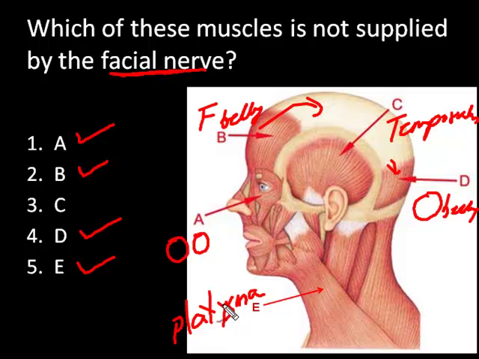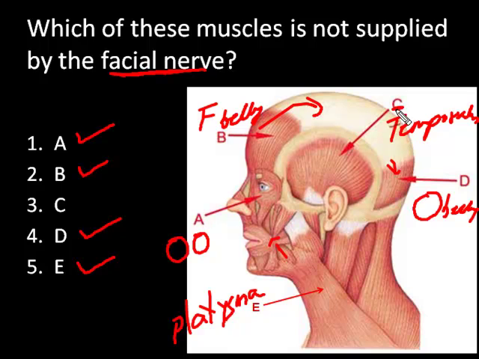And E, platysma, is one of the muscles which acts on the skin of the neck and tightens the skin of the neck. This muscle actually goes up and becomes a muscle at the angle of the mouth called the risorius, which gives a grimace. So again, all of these muscles are muscles of facial expression and supplied by the facial nerve.